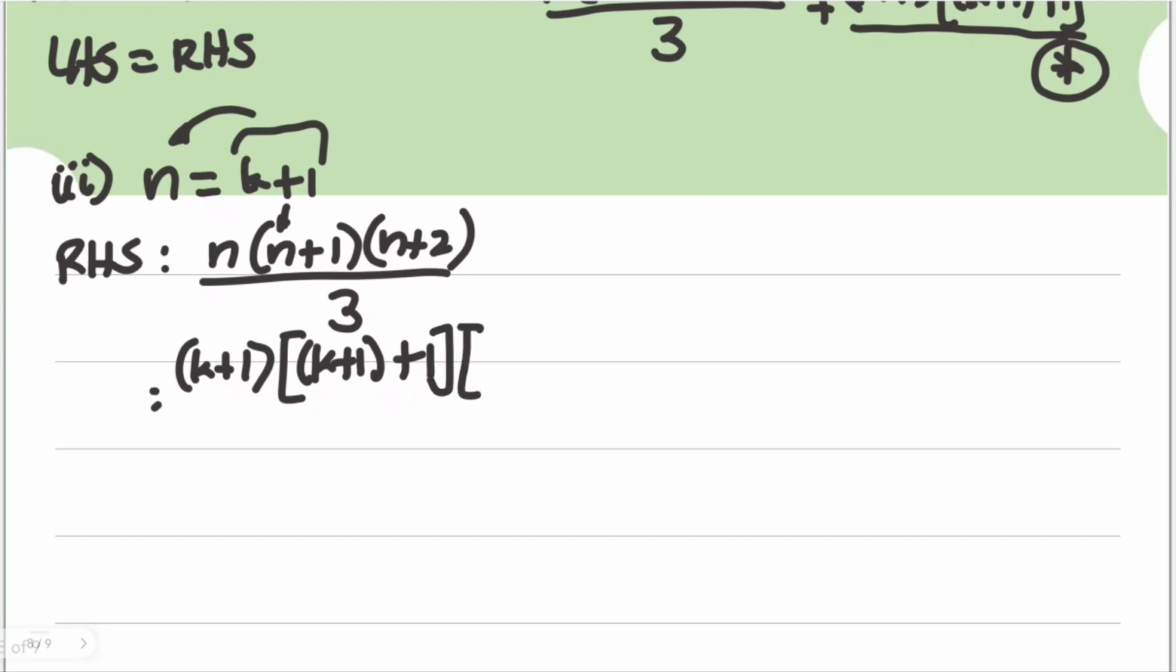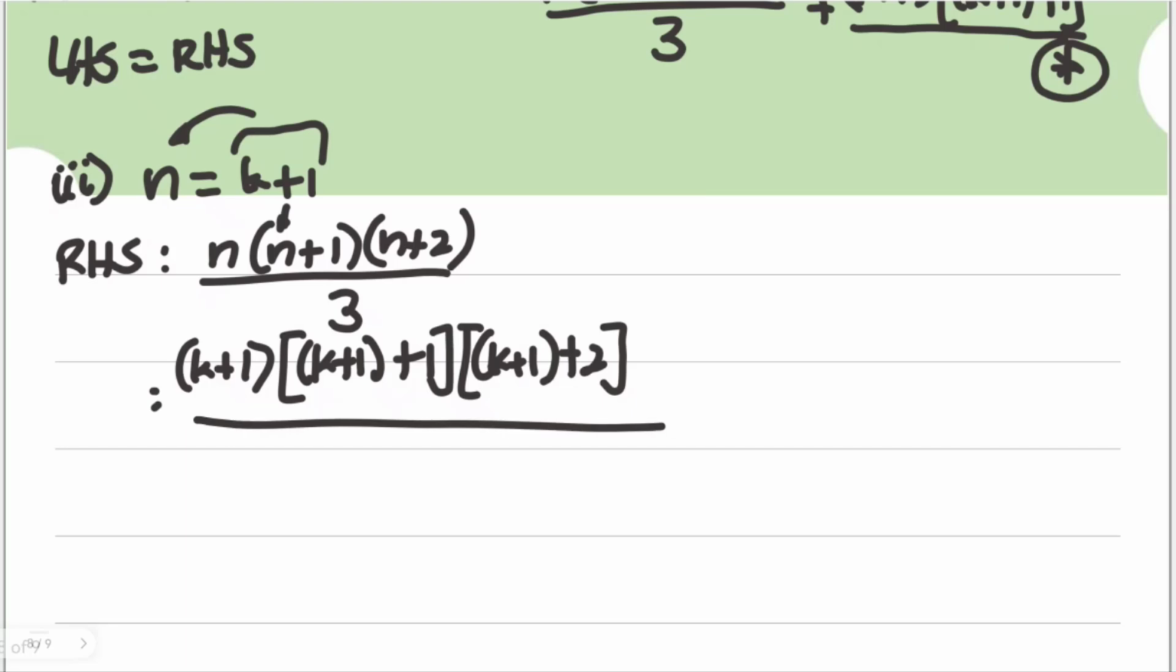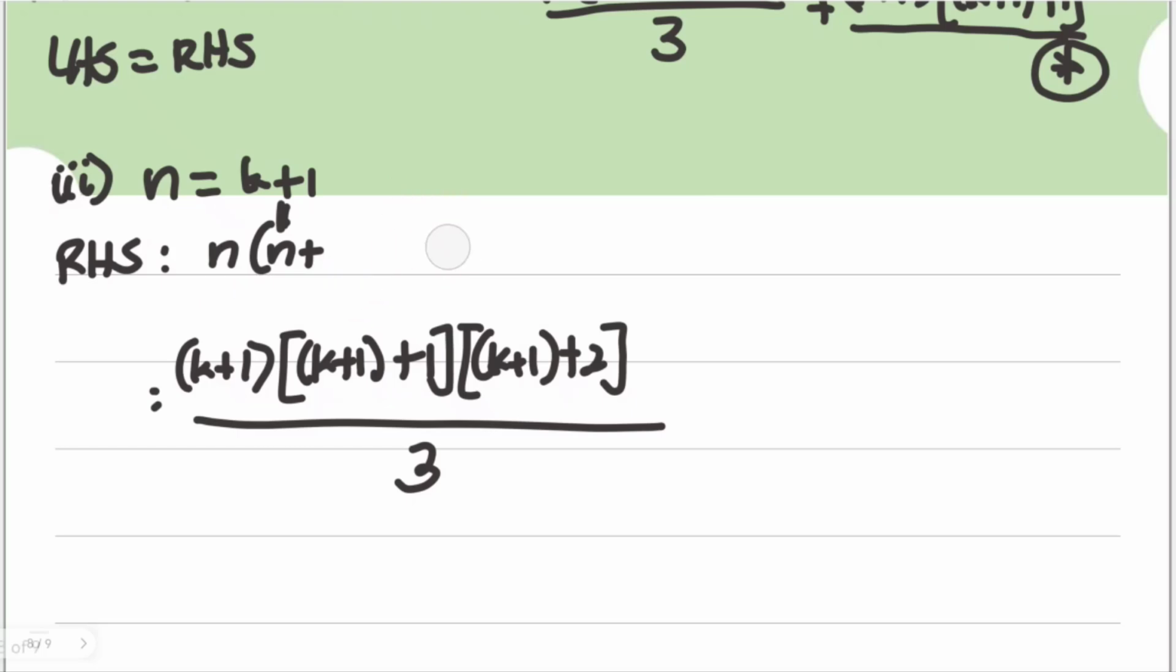Then our n plus 2 will become k plus 1 plus 2 all over 3. Again, we're changing all n by k plus 1 according to this third step. So that you will not be confused with this, let me erase this one here. Okay? Or again, let's go back. Again, this is what will happen to them as we change n to k plus 1.